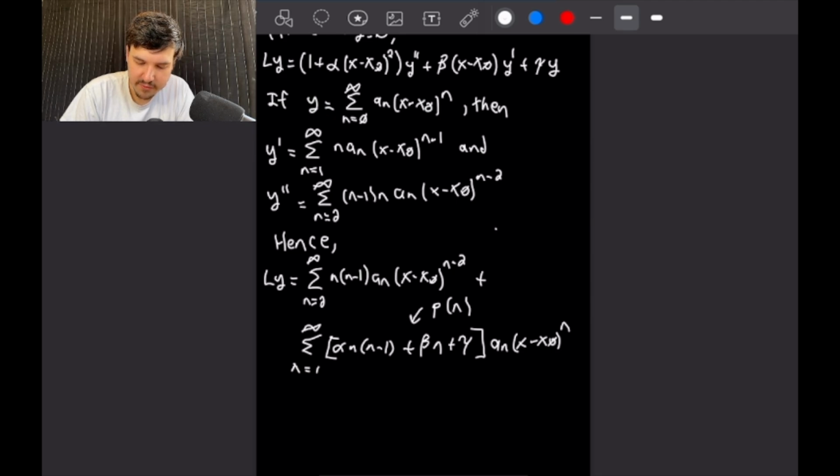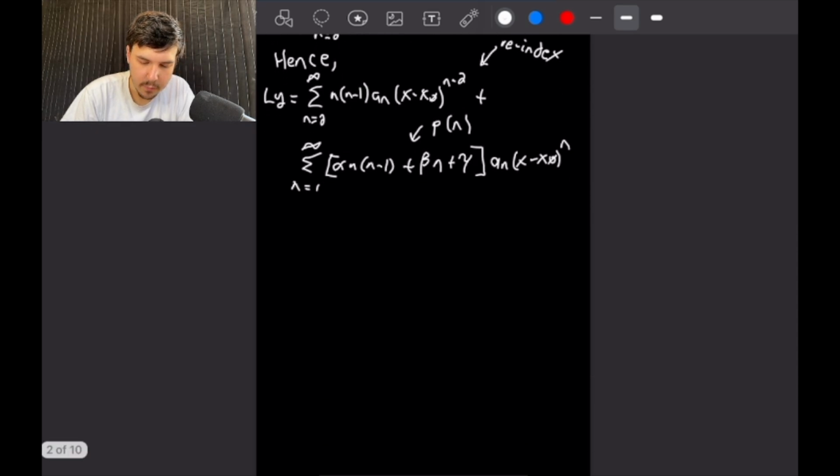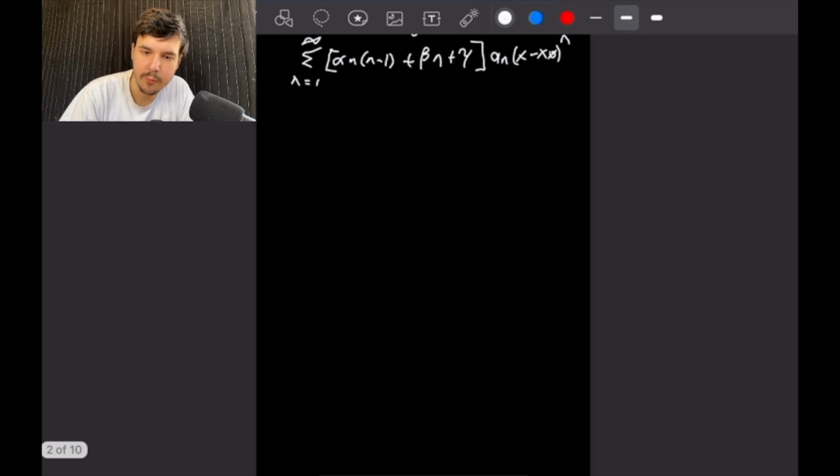And also we are going to need to re-index this first sum so that we can combine these two sums together. And so once we do those two things, we re-index our first sum and we represent that polynomial that I pointed out here as p sub n, we will get the following. So that will give us the following final value for our L times y.